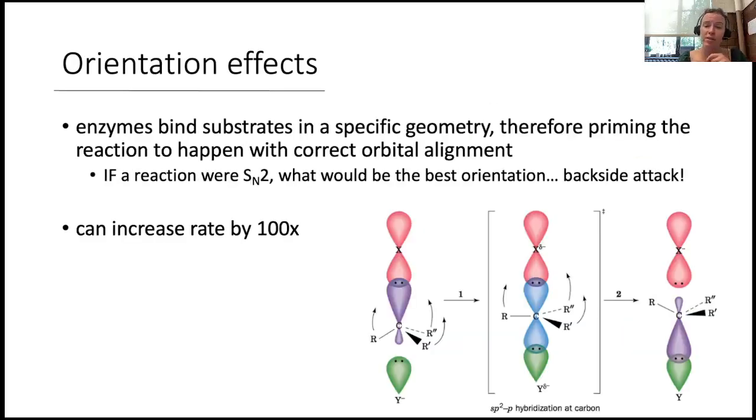So what else does the active site do? Well, it orients the substrates so that they are going to react well, right? When things bump together, they don't just automatically react. We need the bumping together to happen in a way where the orbitals are correctly aligned to form that new bond.